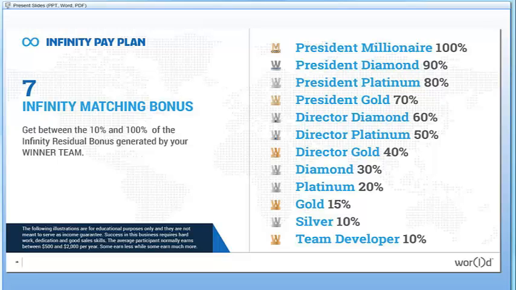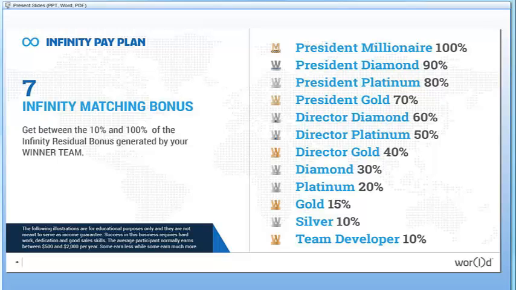That's 10,000. To get into the Infinity matching bonus, look at the ranking, guys. You have to be a team developer right away. You get 10% if you're silver. If you're gold, you earn 15%. So right there. Team developer is two on the left, two on the right. A brick is when you sign someone and they go out and sign two people. You create a brick. And for the silver ranking, all you need is 100 in volume. So you sign one on the left, one on the right, that's plenty.